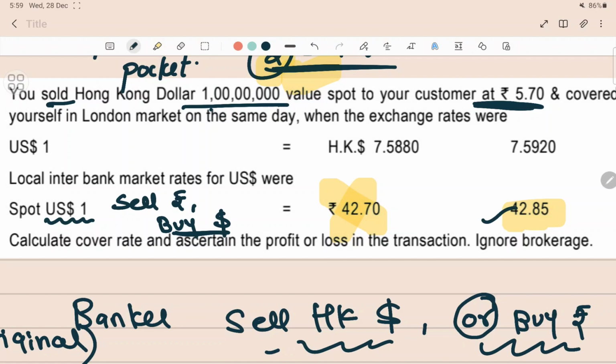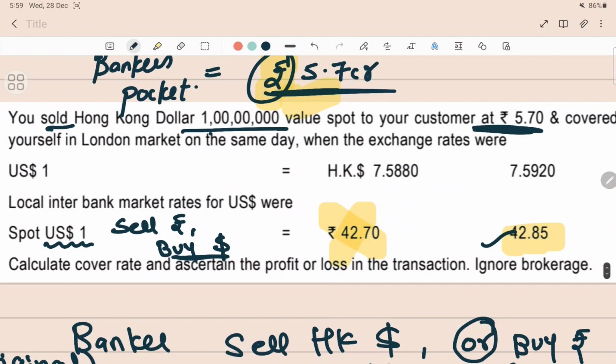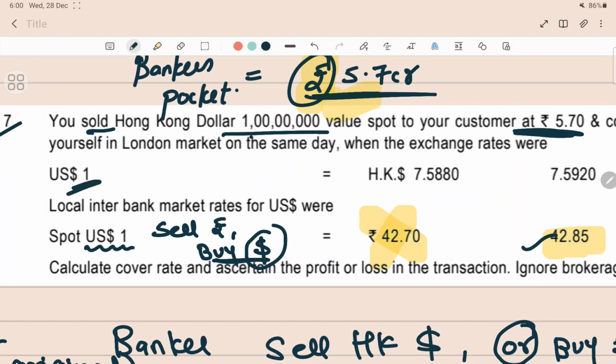Now when I buy dollar, what do I have in my pocket? I've sold the rupees and I've bought dollar from the interbank market. So now I have dollars. Do I need this dollar? No. My end goal is to buy HK dollar, Hong Kong dollar. But right now I have dollar with me. I will sell this dollar as well. Do I have a quote where dollar and HK dollar is involved? Yes, the quote in the interbank market is given to me. $1 is equal to HK dollar 7.5880 and 7.5920. First we ascertain which quote this is: a direct dollar quote, because dollar is the standard currency here.